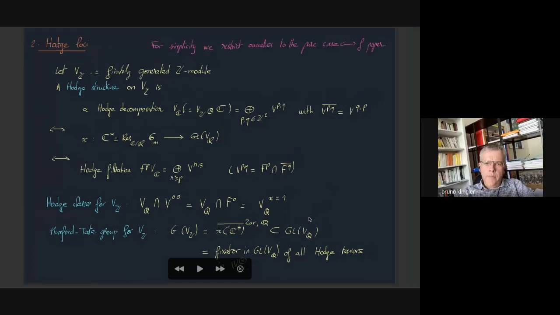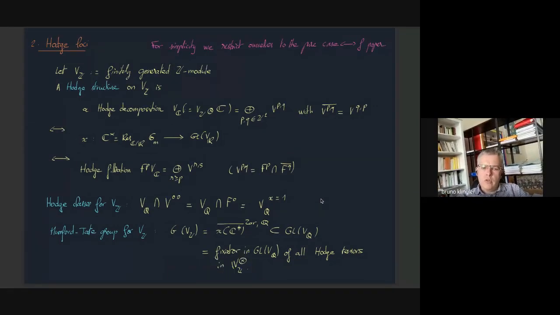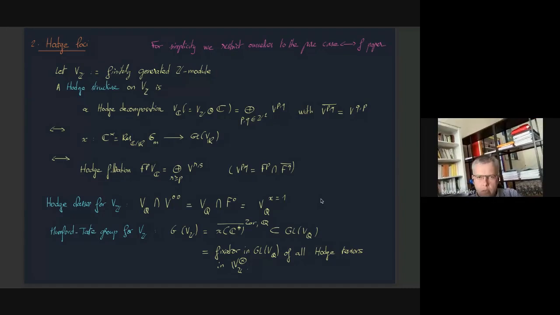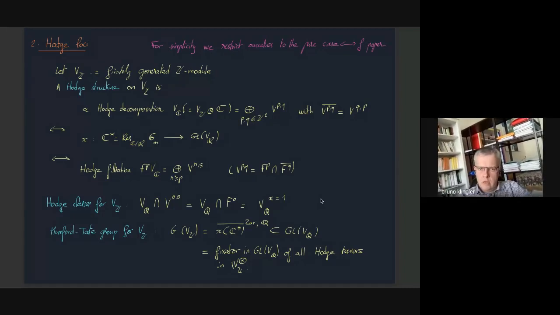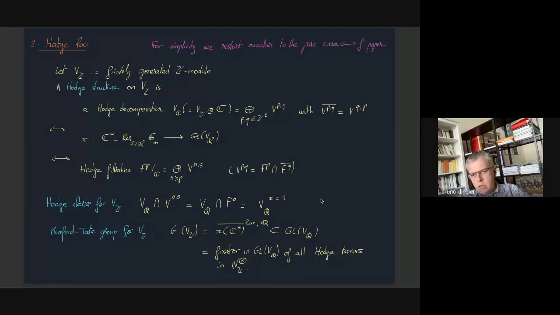This Mumford-Tate group will be, if you want, the Zariski closure over Q of the image of this Deligne morphism. So you take the image of C star inside GL(V_R), and you look at the smallest algebraic group that contains this real cocharacter. So this will be a reductive Q-algebraic subgroup of GL(V_Q).